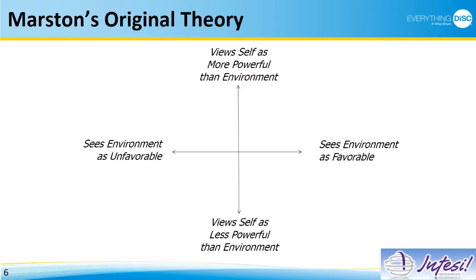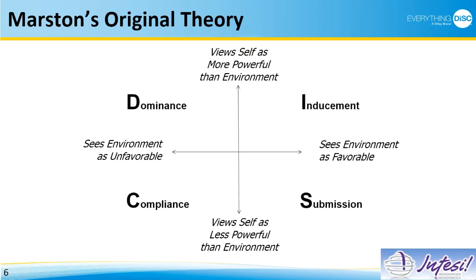Marston found patterns that predicted how people would behave based on how they perceived themselves in relationship to their environment. Did they feel more or less powerful than the environment, or is the environment favorable or unfavorable to them? Based on these two dimensions, Marston theorized that the behavioral expression of emotions could be identified by 4 primary types. He called them dominance, inducement, submission, and compliance.